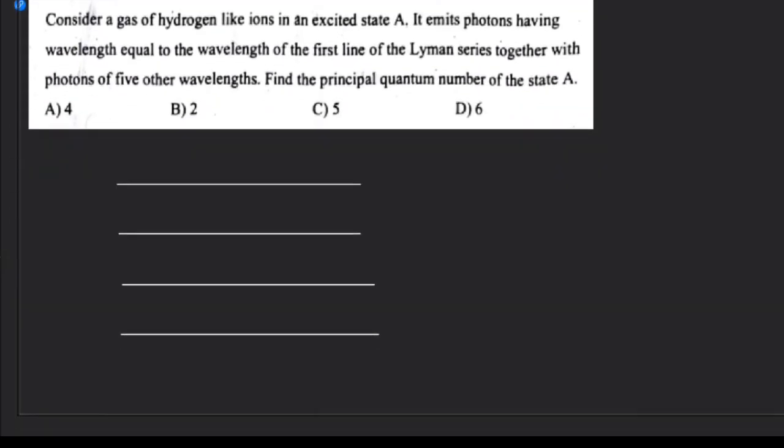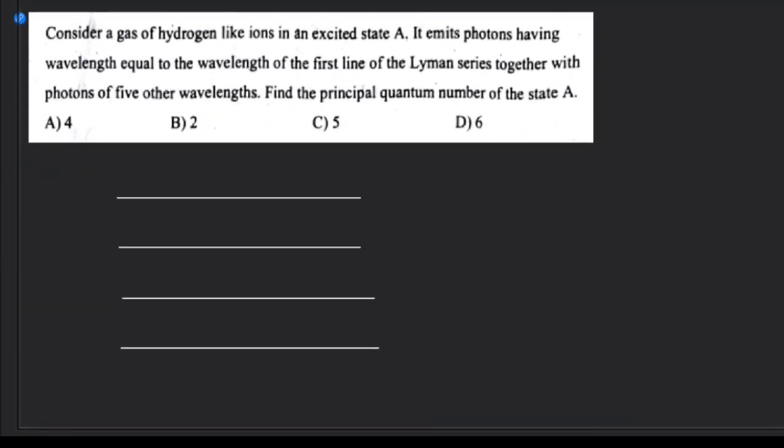Clear? So next one is from the atoms. Consider a gas of hydrogen-like ions in an excited state A. It emits photons having a wavelength equal to the wavelength of the first line of the Lyman series, together with photons of 5 other wavelengths. Find the principal quantum number of the state A, right?